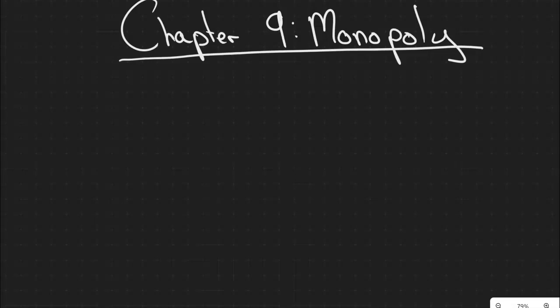All right, everybody, welcome back to another microeconomics lecture. We're covering monopoly today, and specifically some of the characteristics about monopoly, and hopefully we'll dig into the cost curves of monopoly before we finish out for the day.